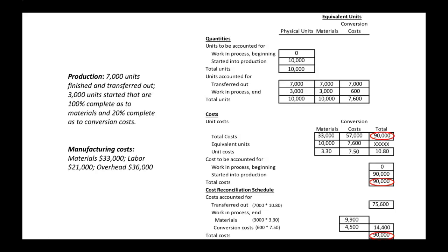And what do you notice there? All of our total cost lines equal. Every time that you found your total cost, it all came out to the same amount. That's going to happen on every production cost report that you make. It might not be 90,000, but those three boxes always have to equal.